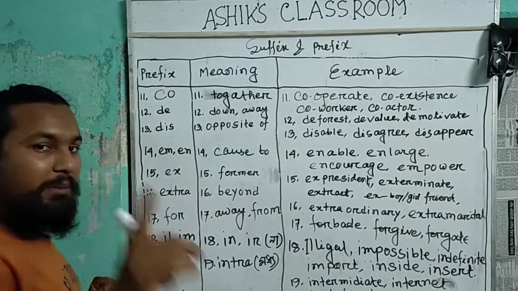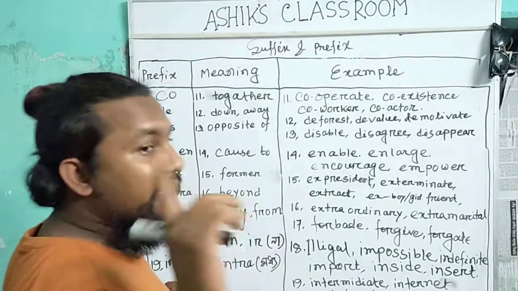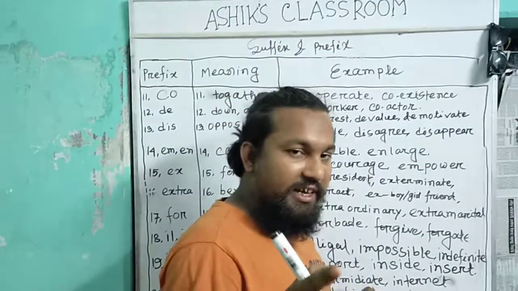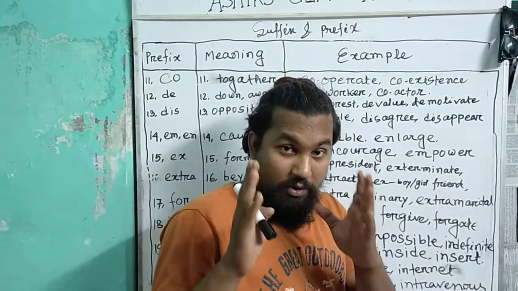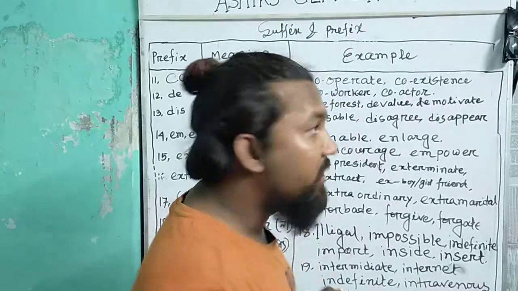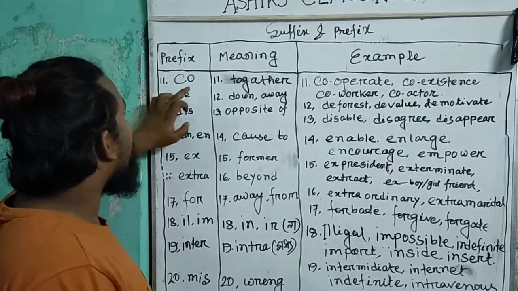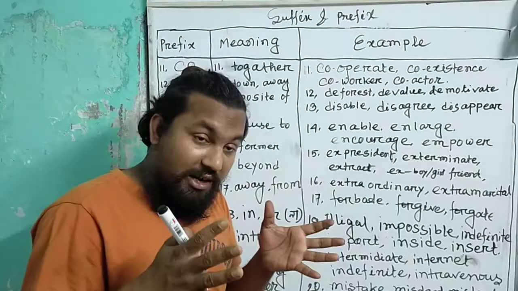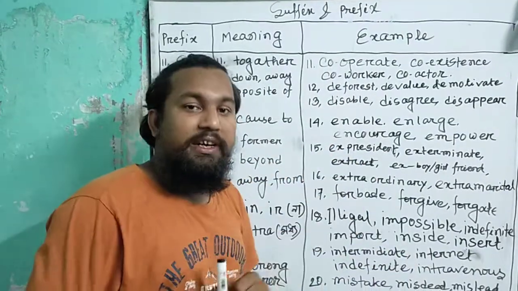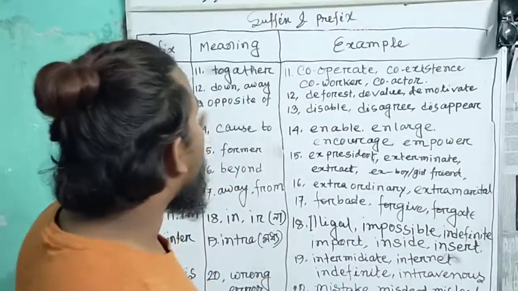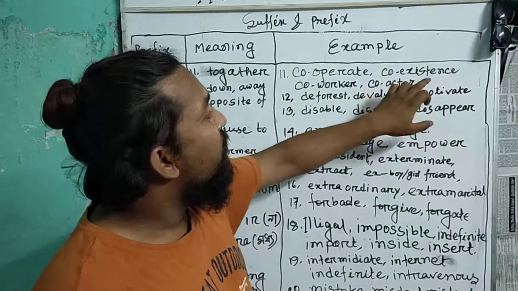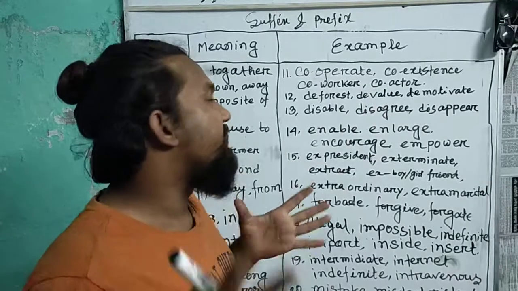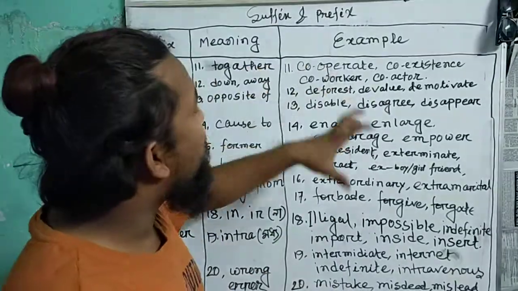First of all, number 11, because you have to know that it was only 10 and it is now number 11. Here co means together. When it is done collaboratively, then it is called together. And the examples are cooperate, coexistence, co-worker, co-actor, etc. You know the meaning of those words.